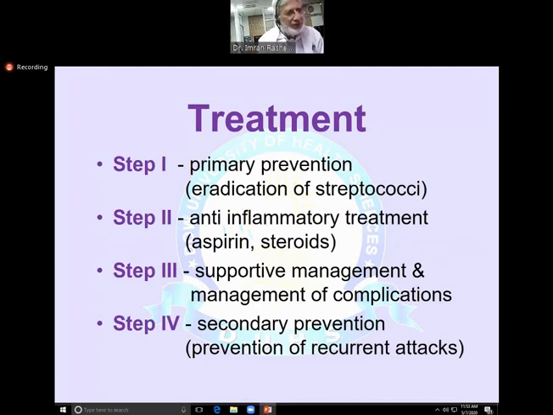Step four is secondary prevention, that we don't want the child to have recurrent attacks. For that, we have to put the child on prophylactic therapy so that the child should not get a second attack of rheumatic fever.